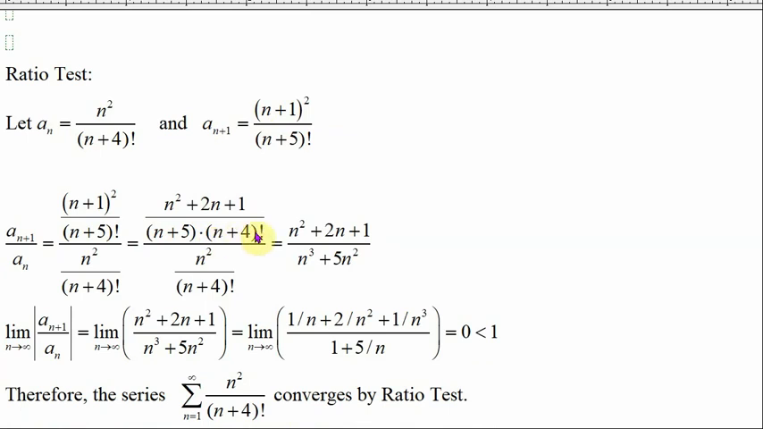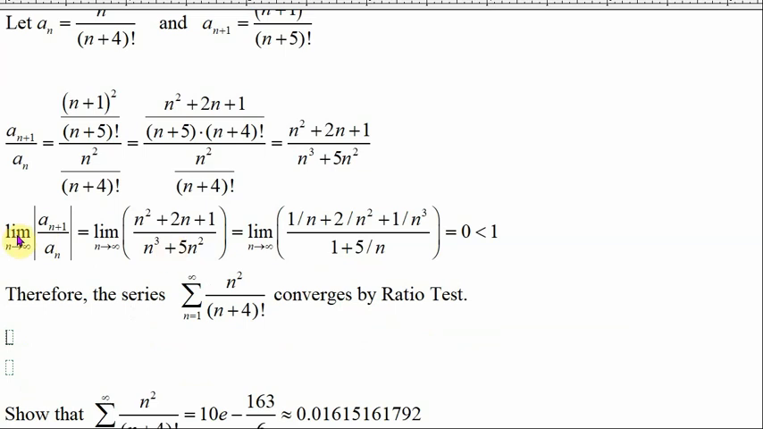And then this (n plus 4) factorial factor and this other (n plus 4) factorial factor cancel each other out. So what's left on the top here is n squared plus 2n plus 1, and then we also get (n plus 5) times n squared, which is n to the third plus 5n squared. So the limit of the ratio a sub n plus 1 and a sub n as n approaches infinity is the limit of the expression n squared plus 2n plus 1 over n to the third plus 5n squared.